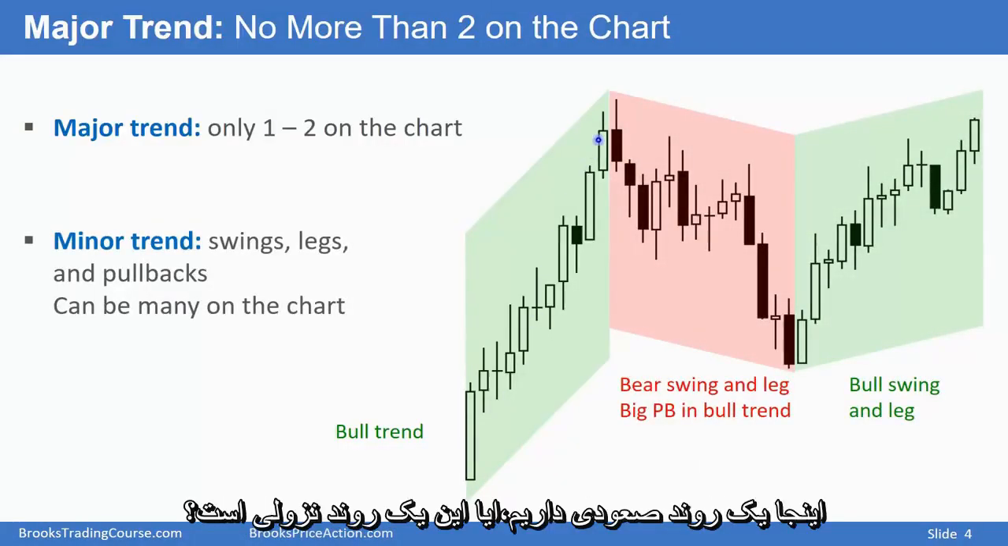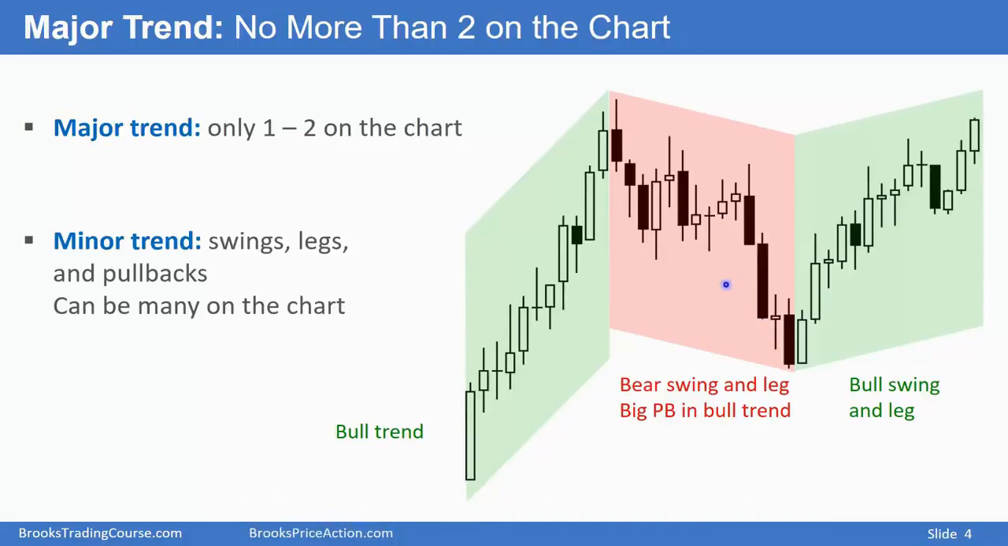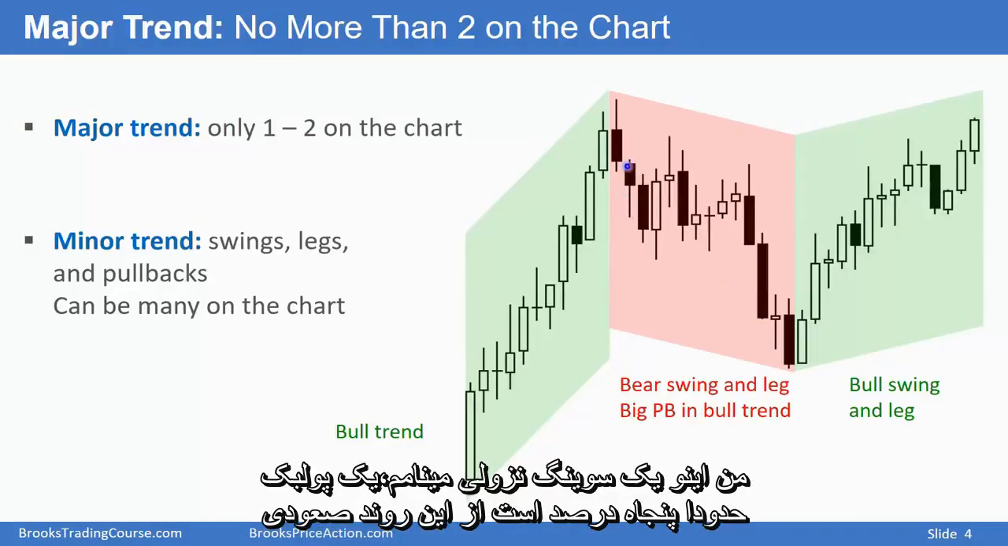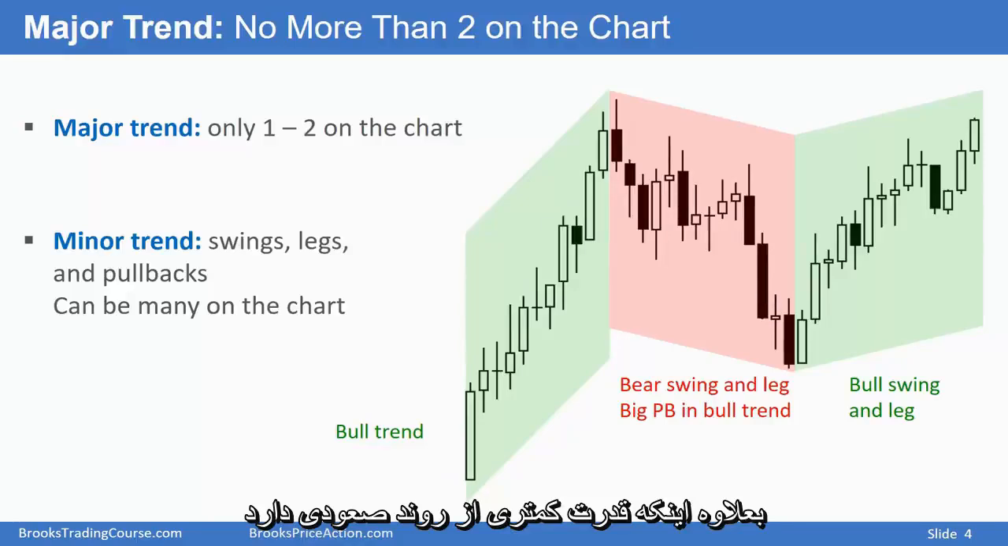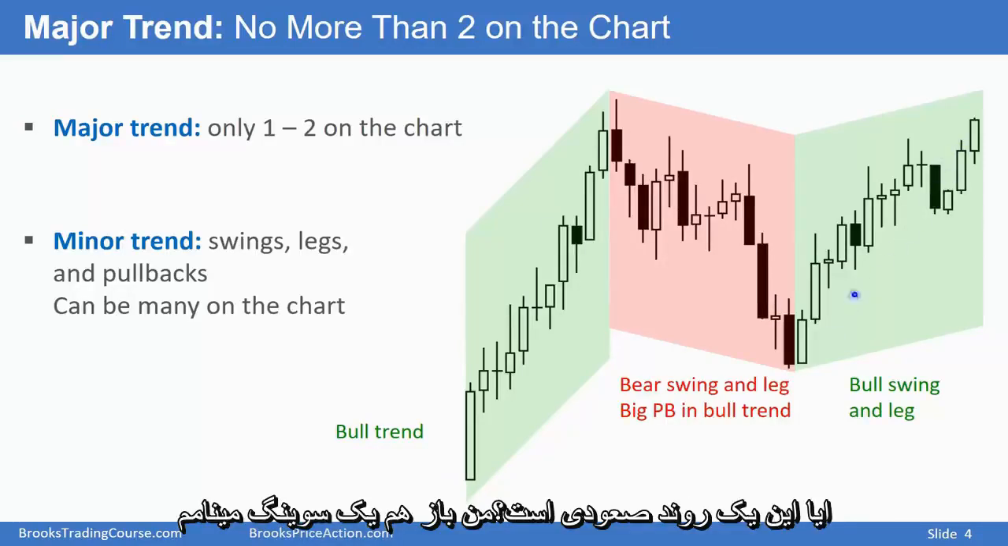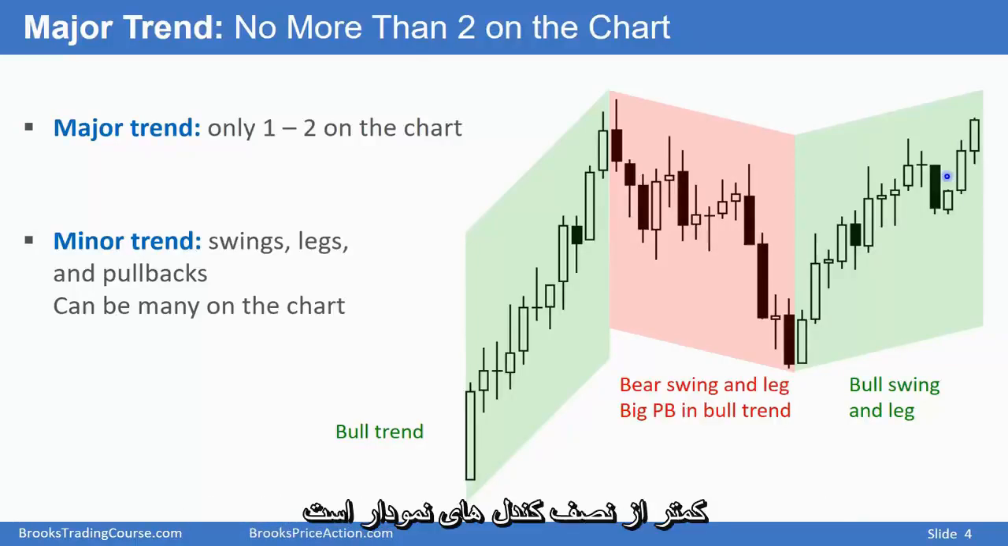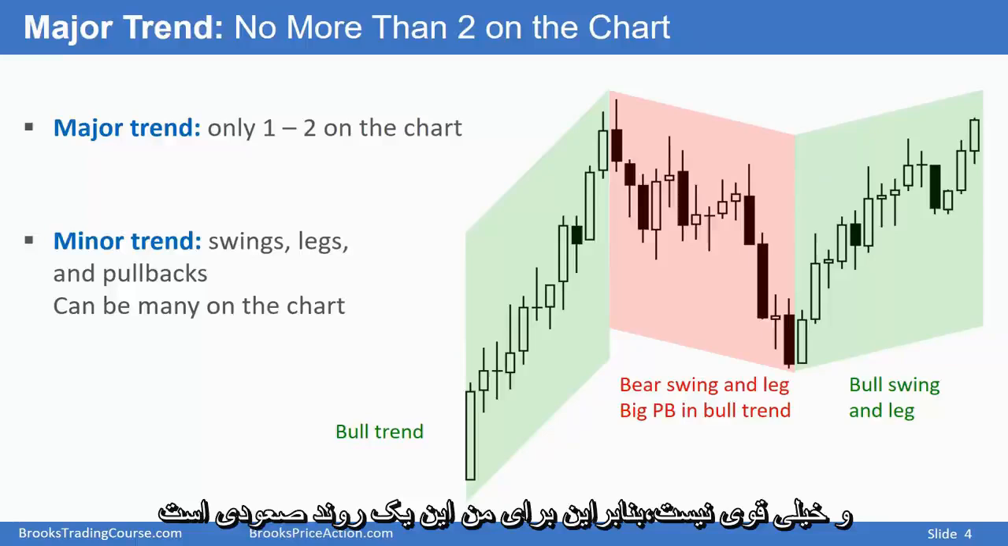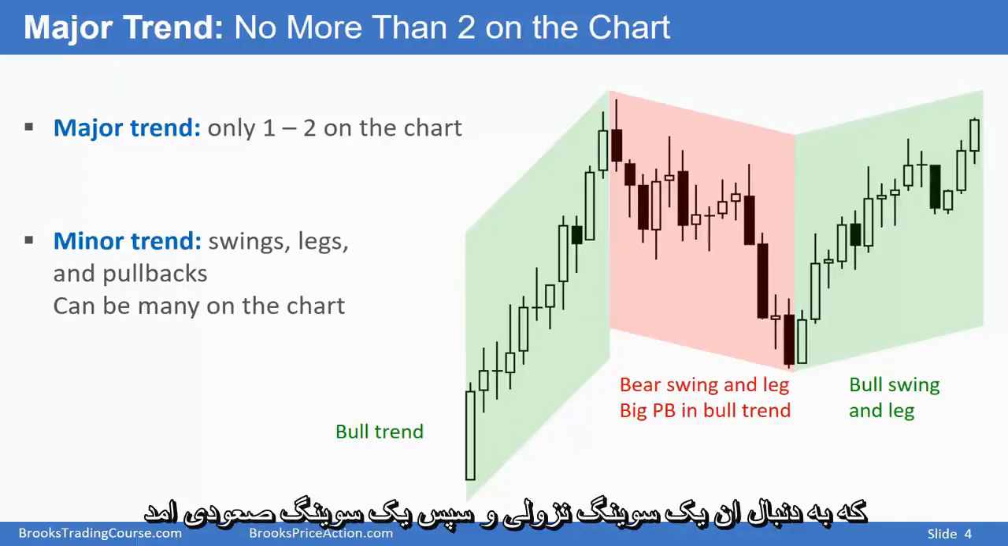Here we have a bull trend. Is this a bear trend? I would call it more of a bear swing. It's about a 50% pullback of this bull trend, plus it's much less strong than the bull trend. And is this a bull trend? Again, I would call it a swing. It's less than half of the bars on the chart, and it's not particularly strong. So to me, this is a bull trend followed by a bear swing and a bull swing.